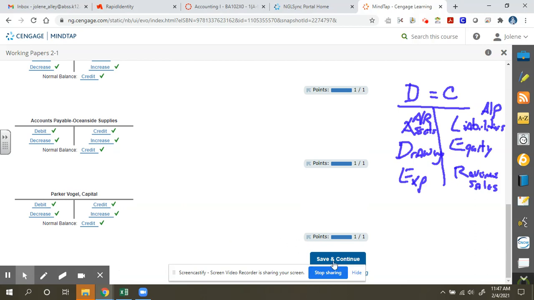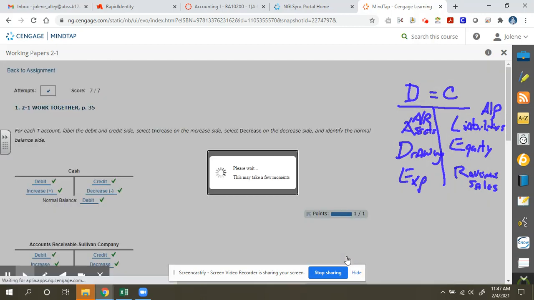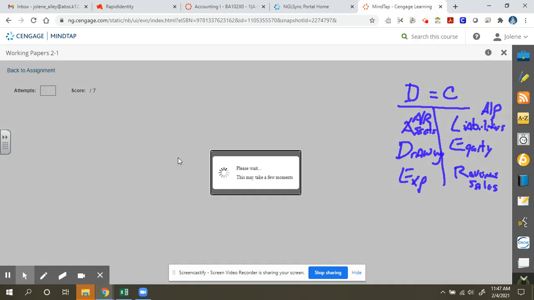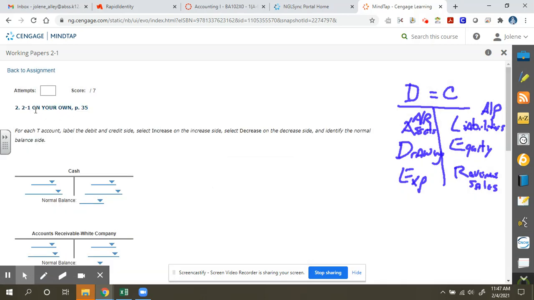Now, it's your turn. So you can go back and watch the video all you want. Click Save and Continue down at the bottom. Now it goes to the On Your Own assignment, which is on the same page, page 35. This one is done exactly like what I just did, but this is for a different company. You're going to do the same thing. You're going to label the debits and the credits. Do that first. Go through all of them, labeling debits and credits.